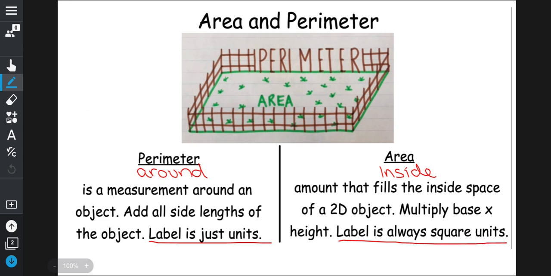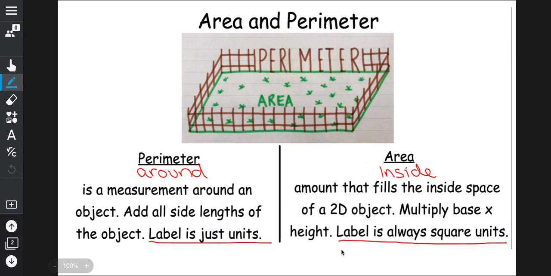All right, the first thing we're going to talk about is area and perimeter. Now, again, this is not a new concept, but we're going to start going deeper into this concept. So remembering will be helpful when we dive deeper. Remember that perimeter is around an object. This is a one-dimensional measurement. We're walking on straight lines around the object, so we are just going to add all the sides together. The label for perimeter is just whatever unit it's being measured in. So feet, yards, miles, anything of that sort.